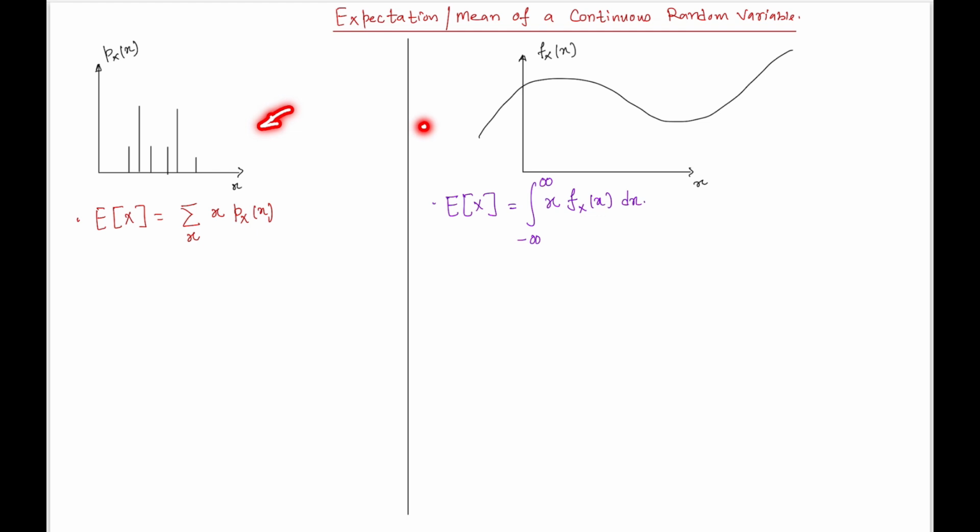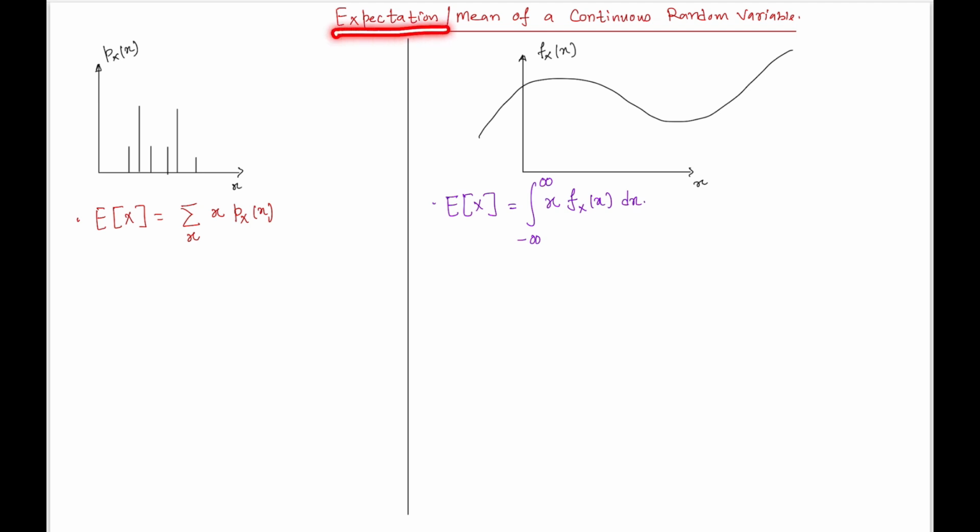What are the things going to change? You will observe that since it's a discrete case, we are using here the summation sign. Here it's a continuous case, we will be using the integral sign. Here we are using the PMF, here we will be using the PDF. Otherwise, the core concept of what this expectation is will remain the same in both cases.